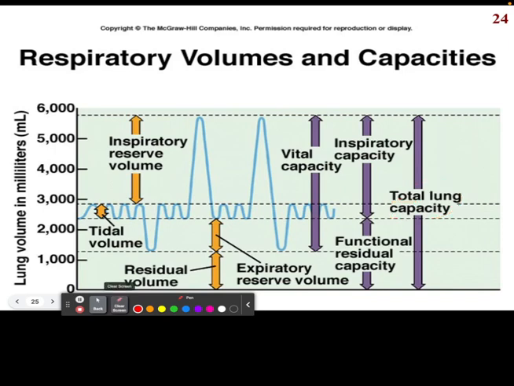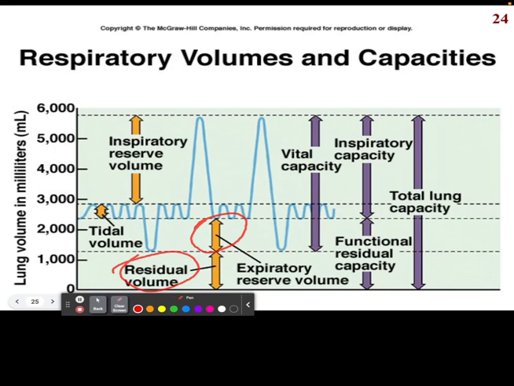Lastly, you have your functional residual capacity, which is how much air can you fully exhale plus the total amount you have remaining in your lungs after you fully exhale. So, in other words, you just add up the expiratory reserve volume and the residual volumes from previously.